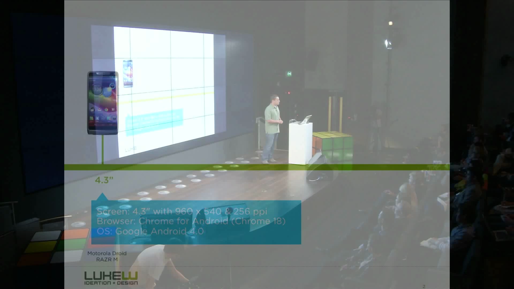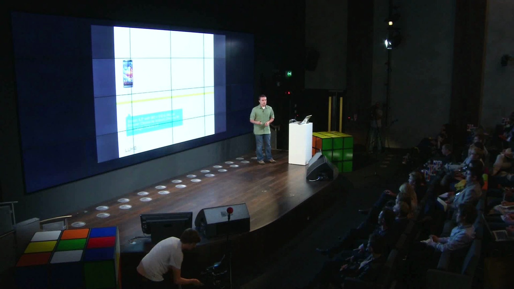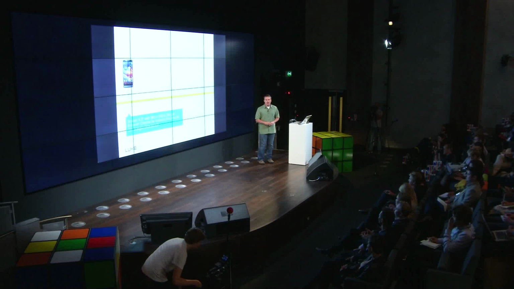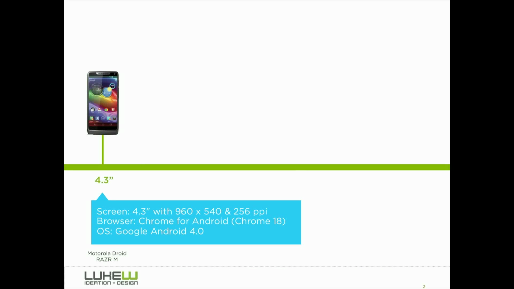So last year, this came out, roughly about 12 months ago. This is the Motorola Droid Razr M on Verizon's 4G LTE network with dual quad-core Snapdragon processors. It has a 4.3-inch screen, 960 by 540 pixels, pretty good screen density, about 256 pixels per inch. It runs Chrome for Android, which is a different web browser than most versions of Android prior to this had, because it used to be Android WebKit. And it runs Android 4. The current version now is 4.3, or rather 4.3 is starting to come out.